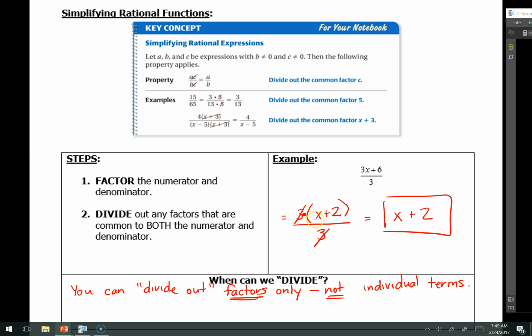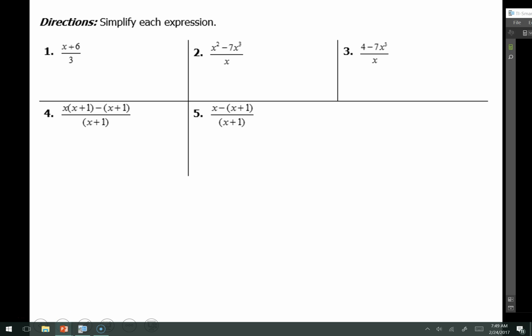In order to divide out this x plus 2 term, I would have to have multiplication holding it to something else. I cannot divide just this 2 because there's a plus sign holding it to this x. This piece functions as one unit that is not going to divide out in pieces. It's all dividing out or none of that x plus 2 is dividing out. And you're going to see me use parentheses throughout this unit to indicate those pieces that have to stay together and get divided out altogether. All right, so let's look at some examples.